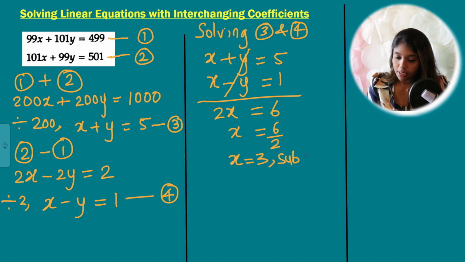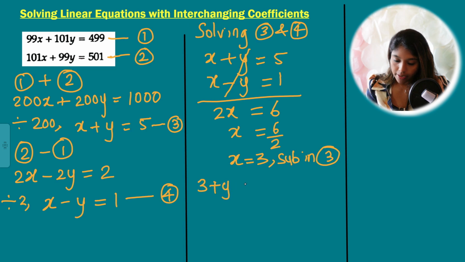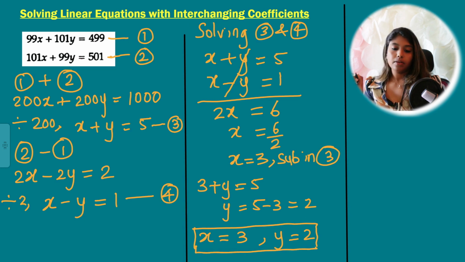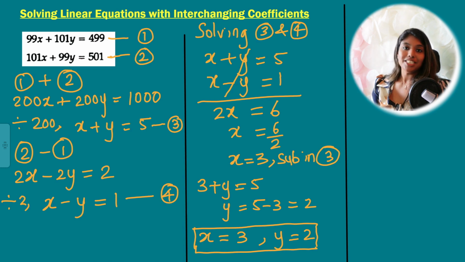And I substitute this in either 3 or 4. I'm choosing 3 here. So my third equation is this: 3 plus y equals 5. That gives me 5 minus 3, which is 2. So my solution is x equals 3 and y equals 2. That's my final answer. That's it. So this is how you solve a pair of linear equations with interchanging coefficients.